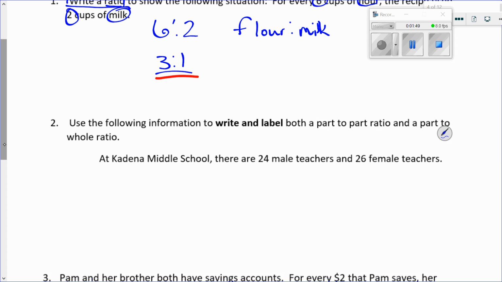Okay? Now, number 2, this is the one that gives the most problem, and this is part of the reason we decided to make this a practice quiz, because so many people are not doing this. Use the following information to write and label both a part-to-part ratio and a part-to-whole ratio. So we need 2 different ratios with their labels. Make sense? Okay? So I'm going to start with my label first. So part-to-part.